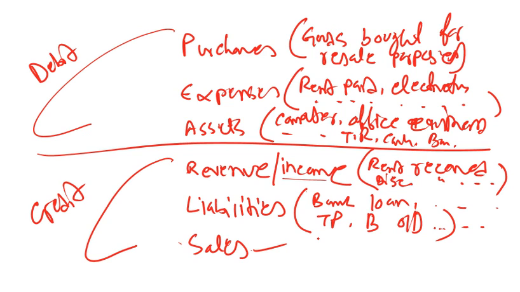Just to add a couple more items which do not fit into the pearls: drawings. Drawings is always debit. And capital. Capital is always credit. These are money invested by the owner, and drawings are money withdrawn by the owner.